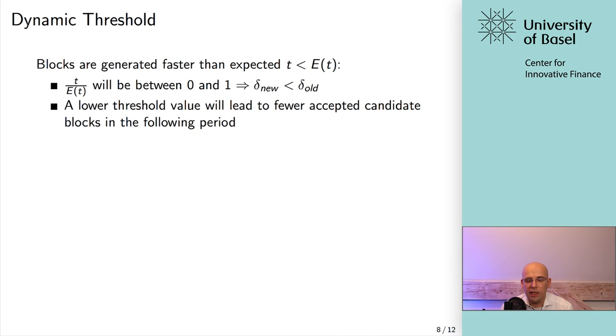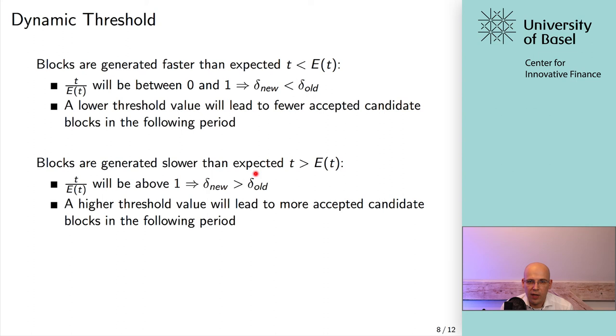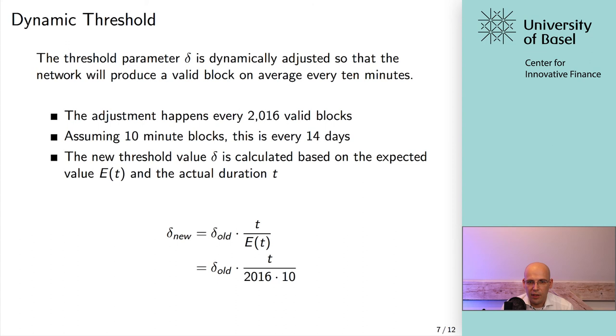On the other hand, when blocks are created slower than expected, so when the actual time it took is larger than the expected time, then t divided by the expected t will be larger than 1, and this would lead to delta nu larger than delta alt. Again, this is quite easy to show. If this term right here is larger than 1, then it would be something larger than 1 times delta alt equals delta nu, then of course delta nu would be larger than delta alt.